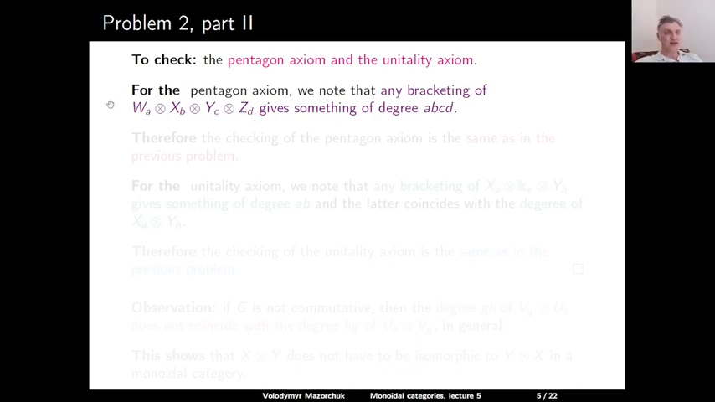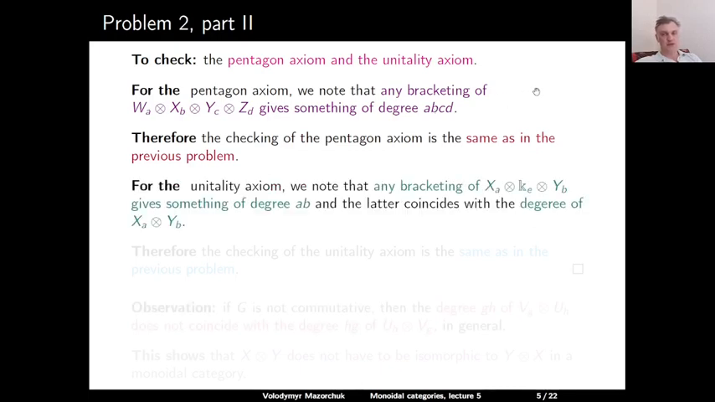The point is that any bracketing of this tensor product gives something homogeneous of degree exactly A times B times C times D. And since G was a monoid, this element of G doesn't depend on the bracketing of the factors. But this means that the Pentagon axiom just follows from the Pentagon axiom for usual vector spaces. Since the degrees are the same, the rest is exactly the same as what we did in the solution to the previous problem. Similarly for the unitality axioms.